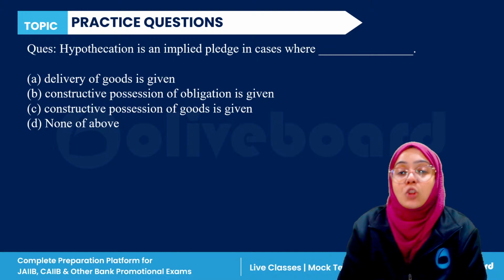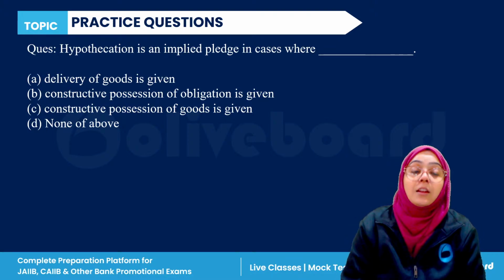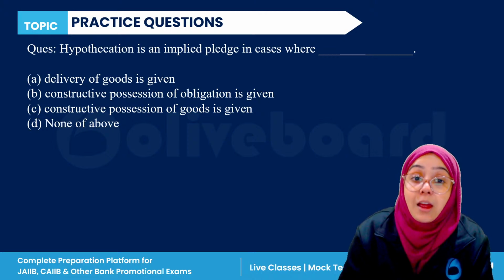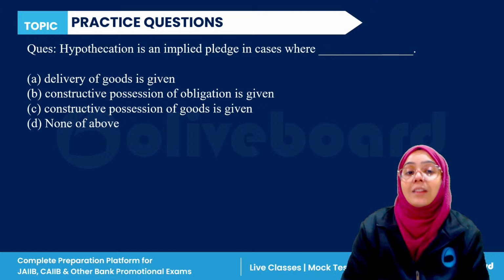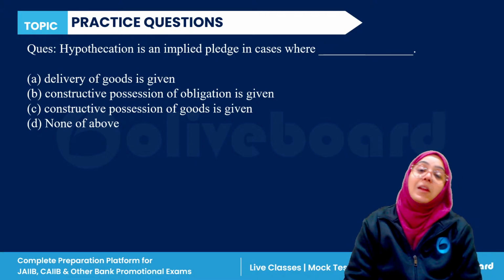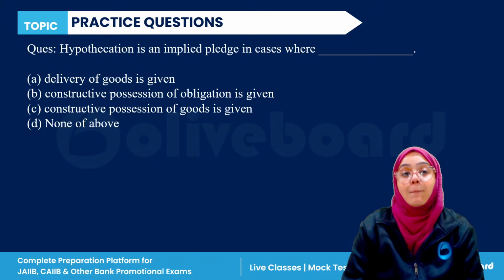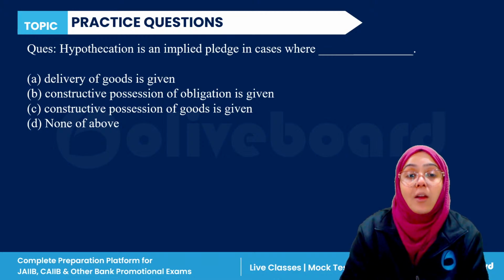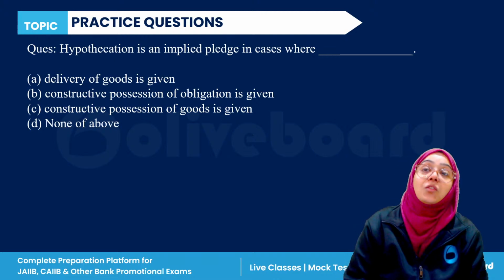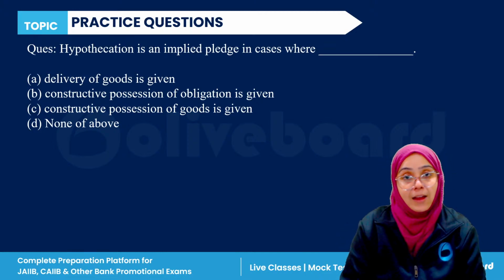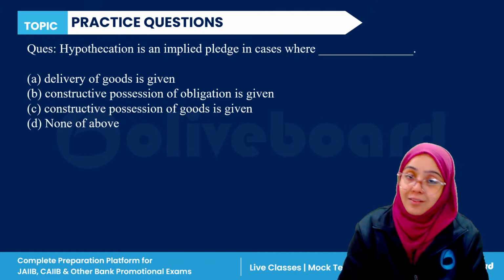Next question. Hypothecation is an implied pledge in the case where the delivery of the good is given, constructive possession of the good is given, or none of the above. Mortgage is related to immovable property, whereas hypothecation is related to movable property. In hypothecation, you don't have to transfer the possession of the good. You can give the constructive possession of the good. It means you can just deposit your papers to the bank and then borrow the loan. That is the hypothecation.